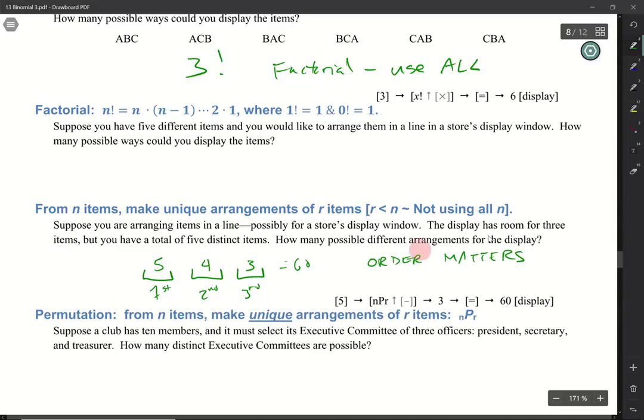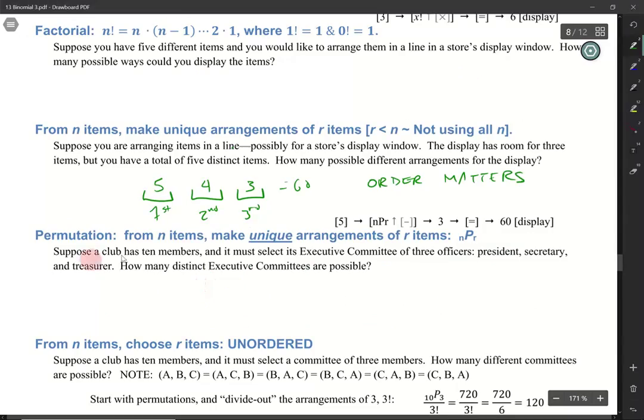Right, so like the display window, you want one thing on the left, something in the middle, something on the right-hand side, so those 3, so the order matters. On the other hand, if you have a club, and it's president, secretary, and treasurer, so here you use permutation because order matters.